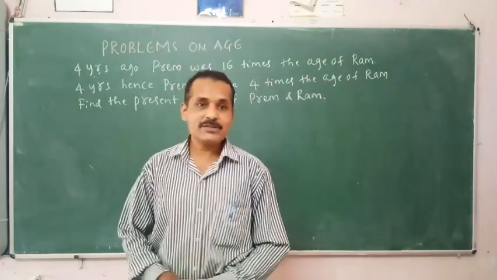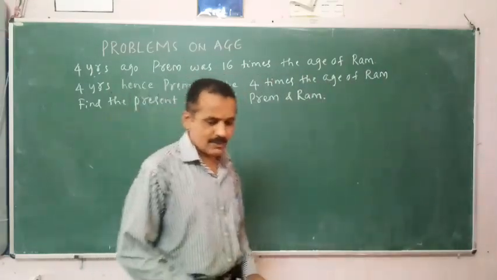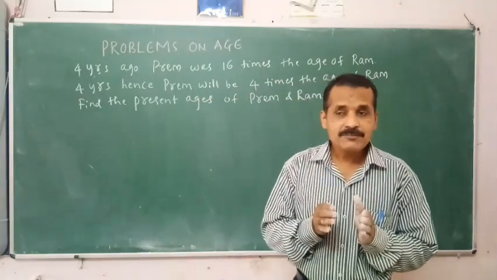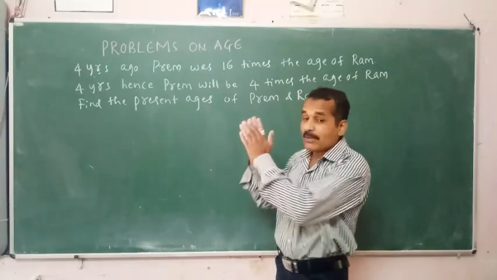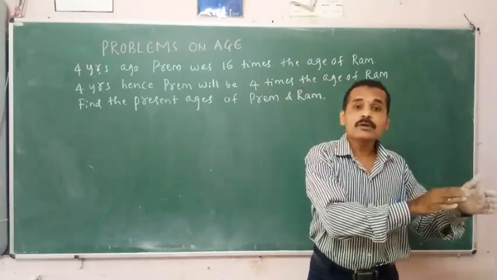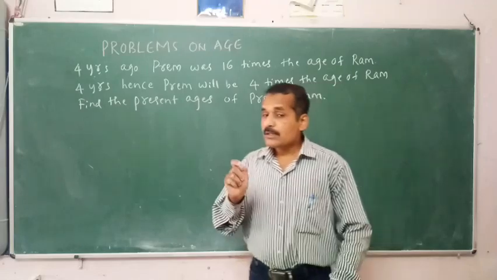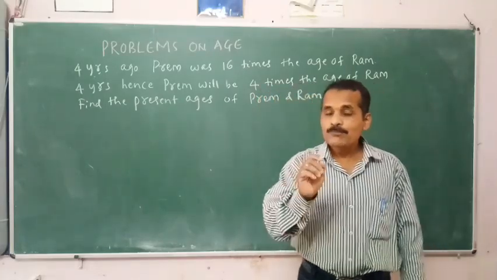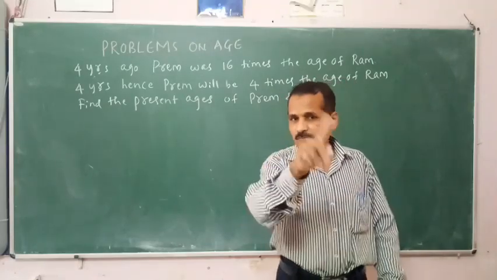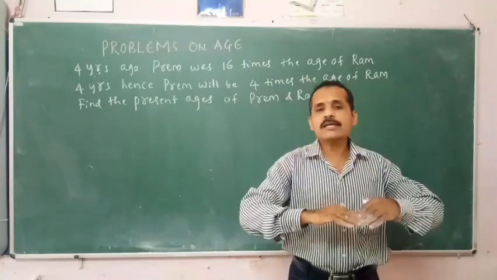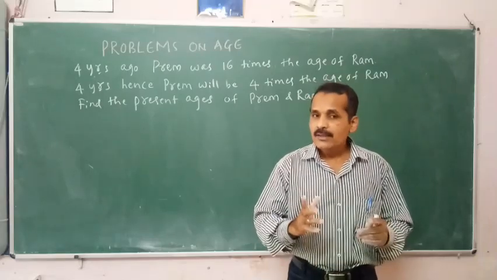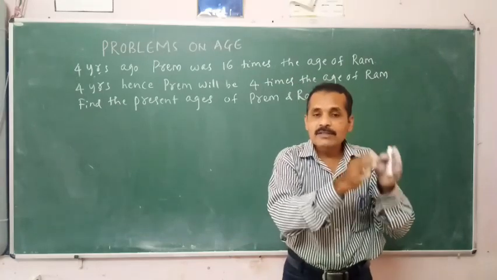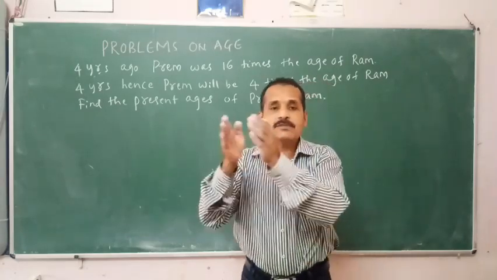Okay, students, let us go for one more problem. Before we solve this problem, let us understand first what is the difference between this problem and the problem I taught you earlier. In the earlier two cases, I gave you the present age and the future age of father and son. But one thing was that present age was given and father is 4 times the age of his son.